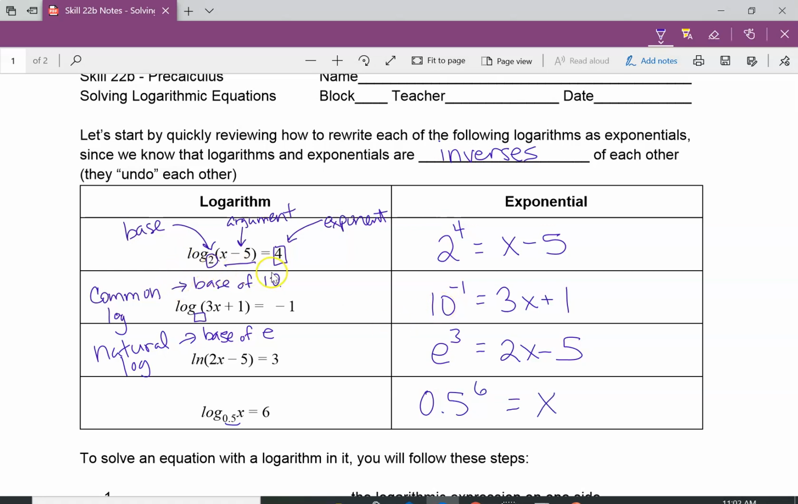So if we're able to take a log equation and rewrite it as an exponential, we can simplify the exponential parts using our calculators and then solve for x, because now it becomes a linear equation.